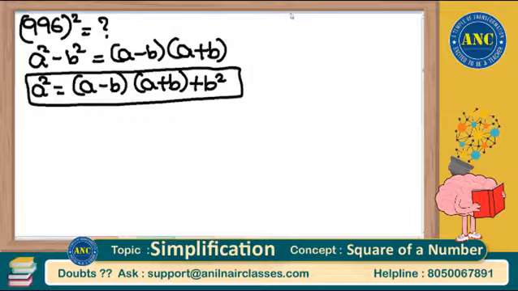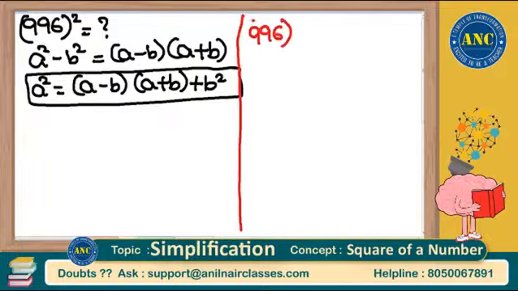Now see here, listen to the first problem carefully. 996 whole square I need to find. Step number 1, this is a square, this is 996 square. In place of a I have 996. So a value is nothing but 996. I know the value of a, right?